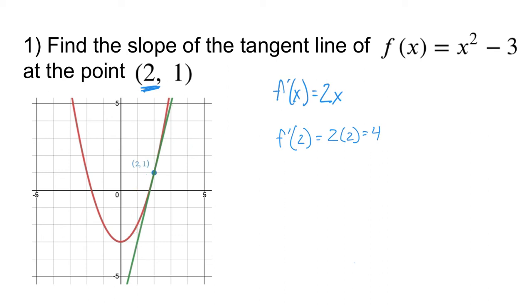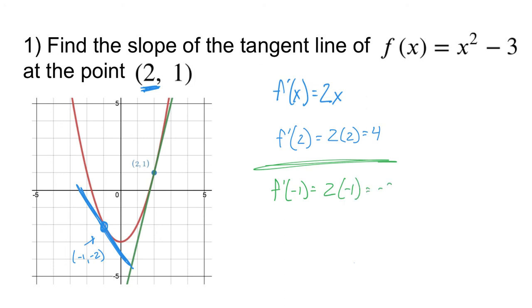Well, what if I had a different line? What if, for example, I wanted to know about this line right here, this blue line? What do I know? Well, I would figure out what the x value is. Let's see here. What point is that? That is the point -1, -2. So if I wanted to figure out what the slope of that line is, all I would have to do is plug in -1 into my derivative. Let's see here. What do I get? I get -2. And yeah, doesn't it look like that goes down 2 and then over 1?